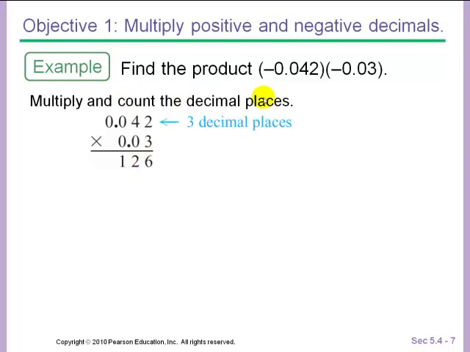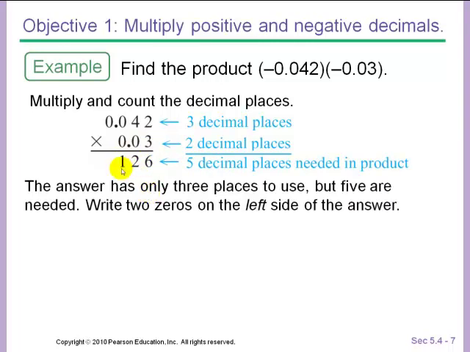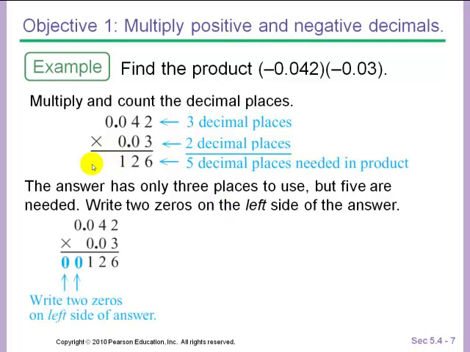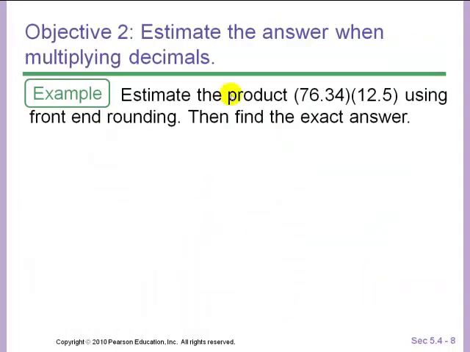Now we have to count the decimal places. This number has 3 decimal places, 1, 2, 3. This number has 2 decimal places, 1, 2. We have a total of 5 decimal places. However, notice there's only 3 places to work with. So we're going to have to write 2 zeros on the left side of the answer. So put 2 zeros to the left. Now we can count our 5 decimal places. Our final answer is 0.00126. This 0 on the left is optional. I always write it, the book always writes it, the videos always have it, but if you don't have it, it's okay.